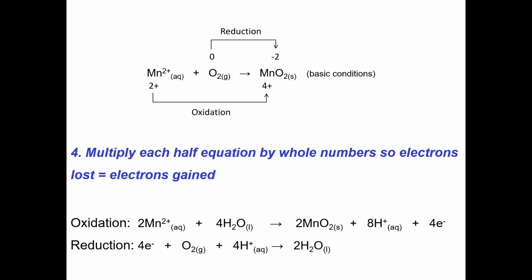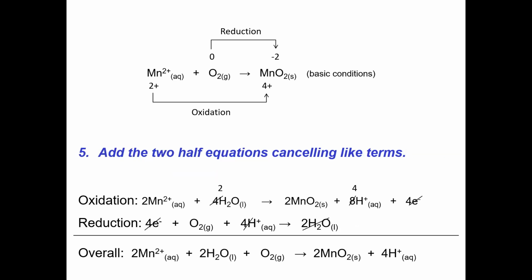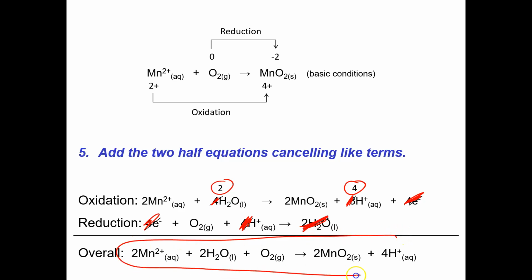In this case, it looks like I'm going to be able to cancel out some of the water and some of the hydrogen ions. So there we go, all of the electrons cancel, 2 of the waters cancel, leaving 2 remaining in my oxidation half reaction, and 4 of the hydrogens cancel, leaving 4 hydrogen ions remaining in my oxidation half reaction. So we put all of that together, making sure we write everything down without skipping anything, and we end up with this equation here, which is perfectly balanced if we were in acidic conditions.